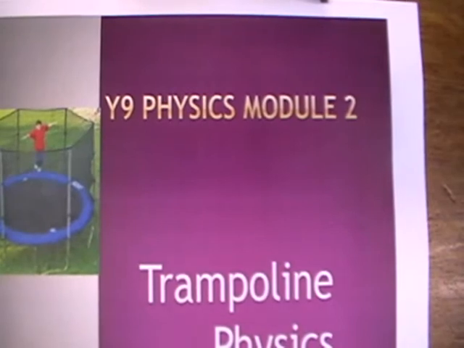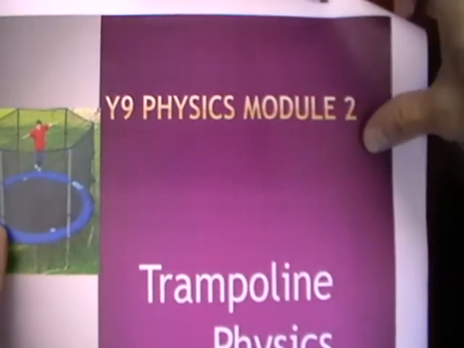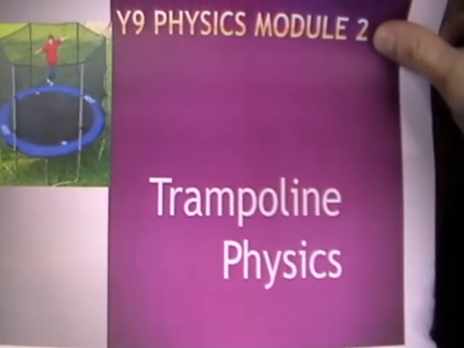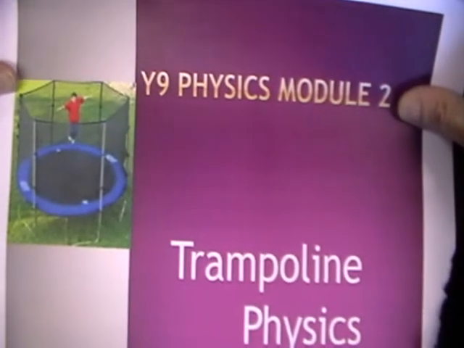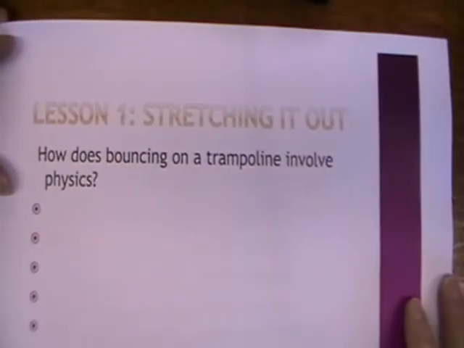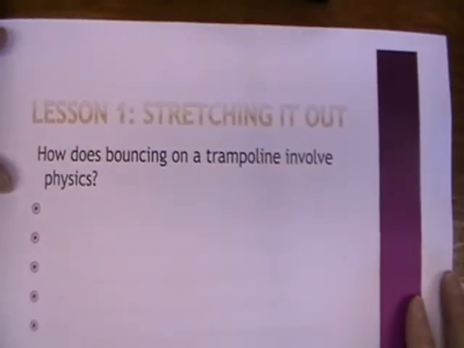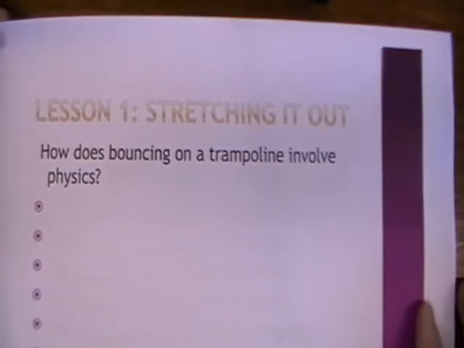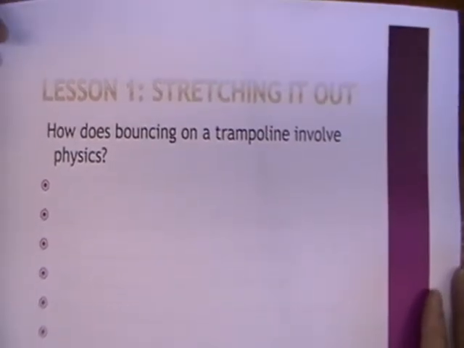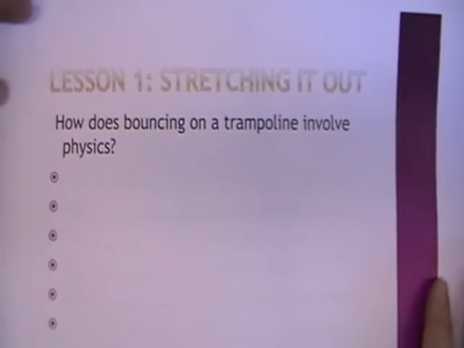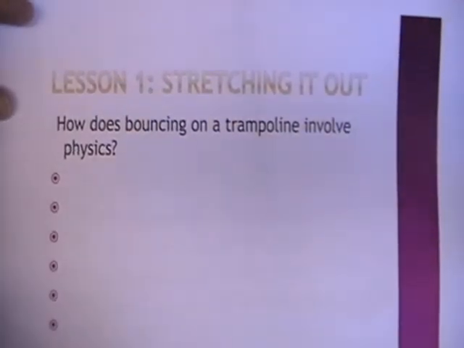This is Year 9 Physics Module 2, a module entitled Trampoline Physics, and it's all about the kind of physics you would meet when you're jumping on your trampoline. So this was Lesson 1, and we call Lesson 1 Stretching It Out. And one of the first things you met was, how does bouncing on a trampoline involve physics? Because it doesn't sound very much like something you would do in physics.